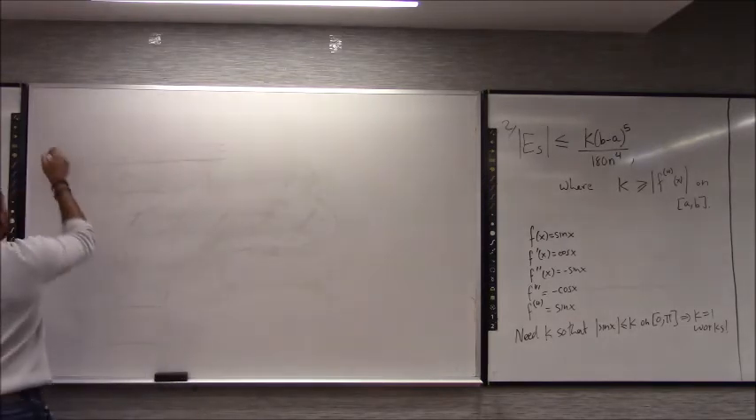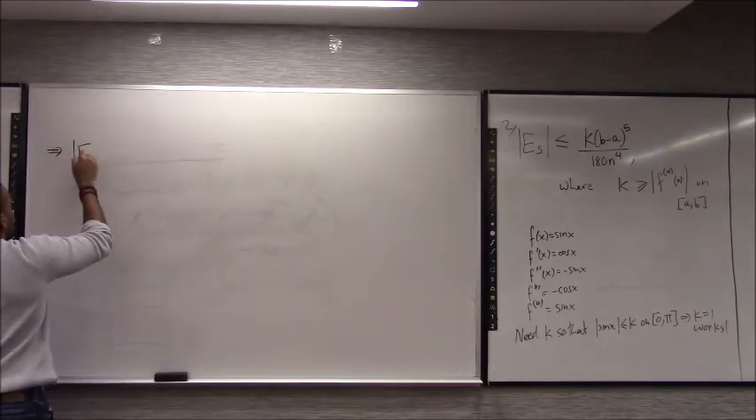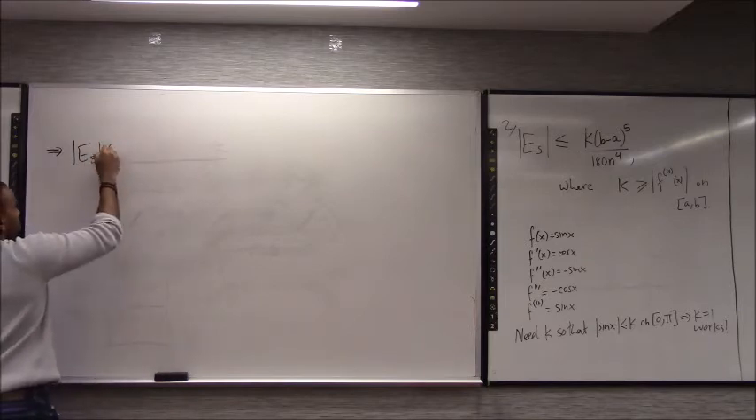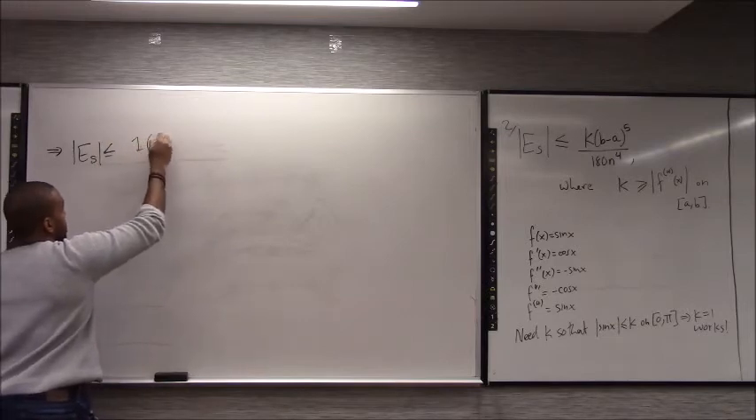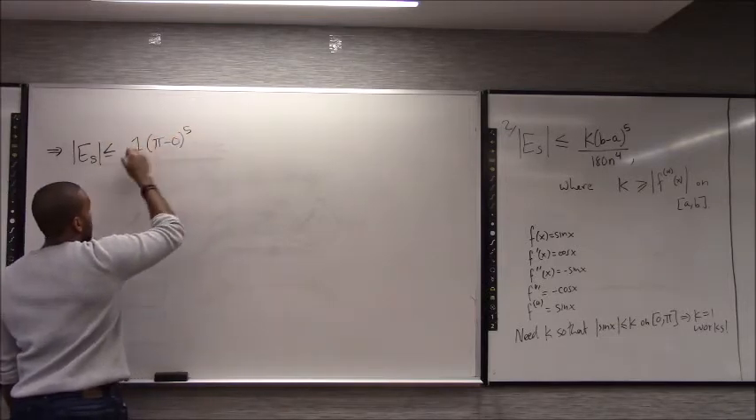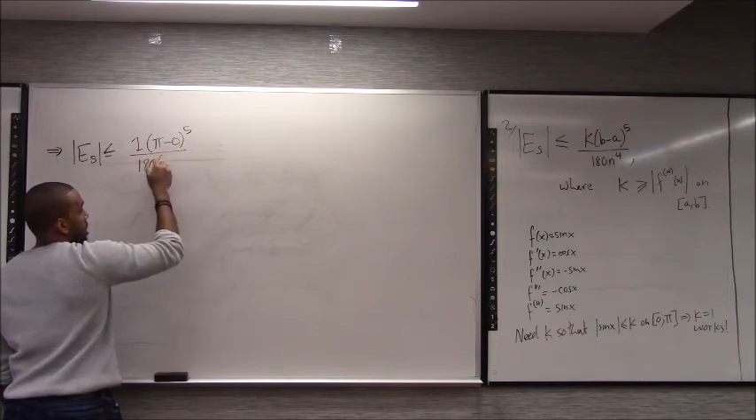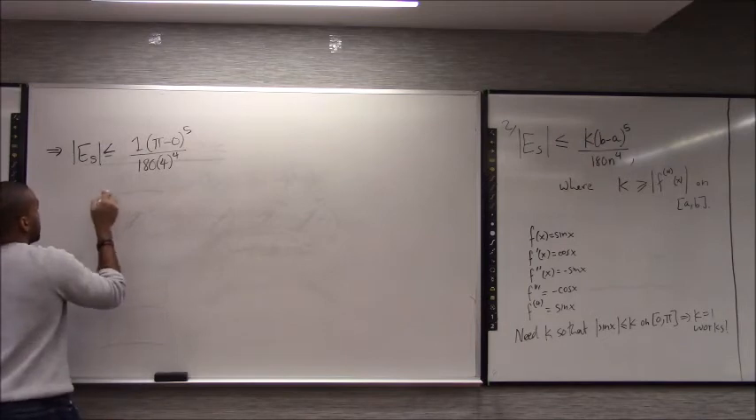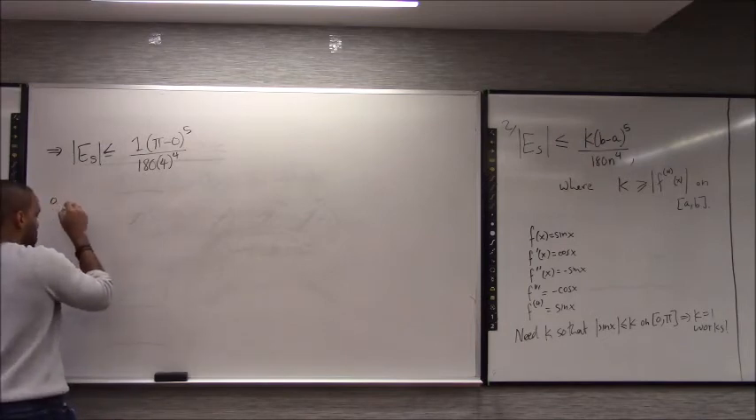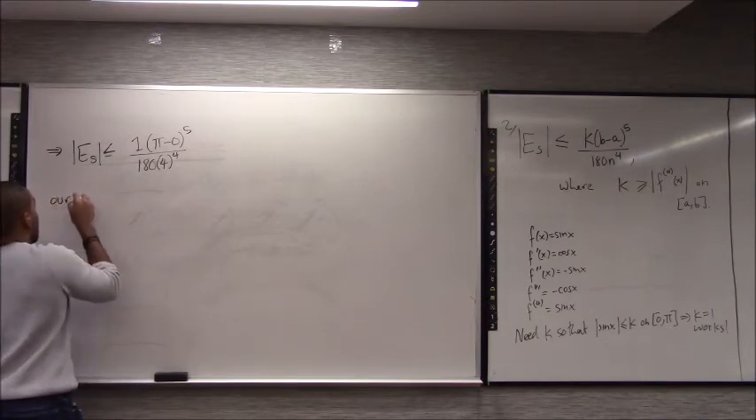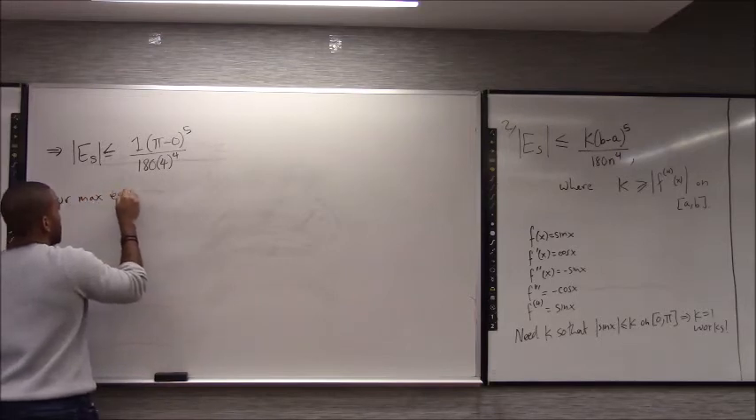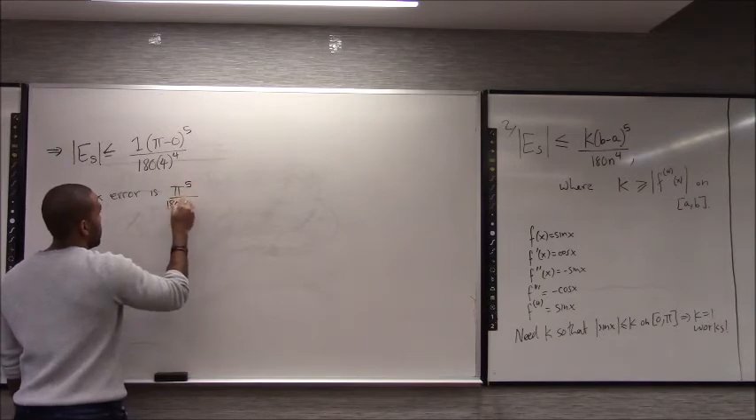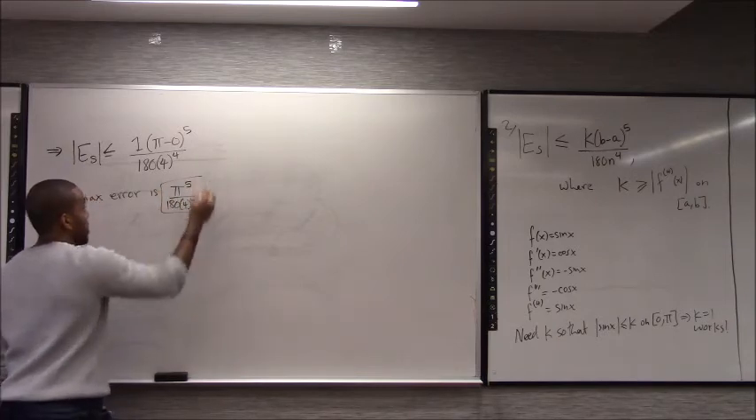So this means the magnitude of the error of the answer that we just had here is going to be smaller than or equal to 1 times (pi minus 0) to the 5th over 180 times n to the 4th. So our max error is pi to the 5th over 180, 4 to the 4th. So that's how much we're going to be off.